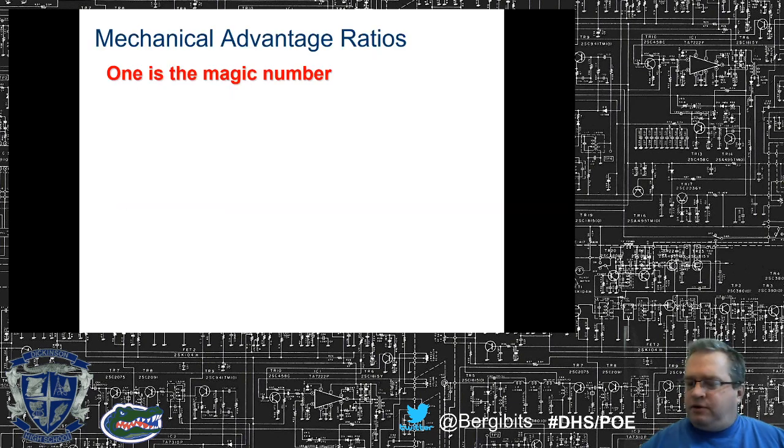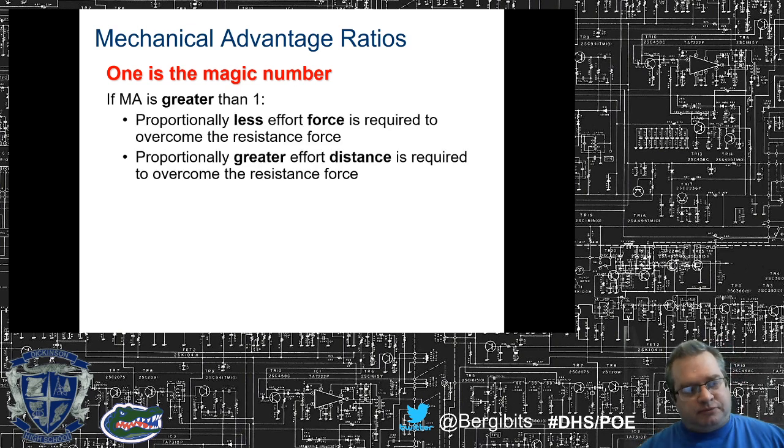Alright, so we're going to look at mechanical advantage ratios. 1 is the magic number. Alright, so if your machine is easy to use, you're going to have a MA of greater than 1, a mechanical advantage greater than 1. Proportionally less effort force is required to overcome the resistance force, and secondly, proportionally greater effort distance. So the more distance you put between you and the resistance, the easier it's going to get, and the less effort is going to be required to overcome the resistance.